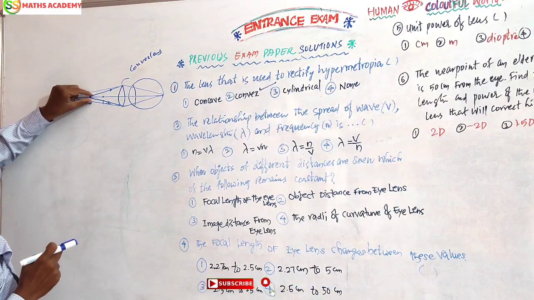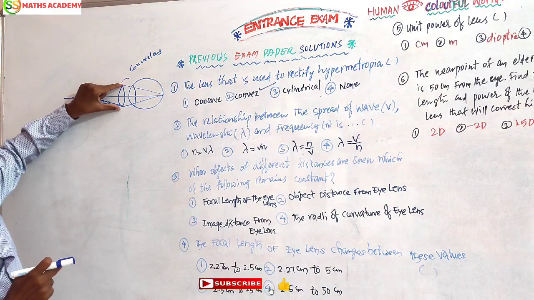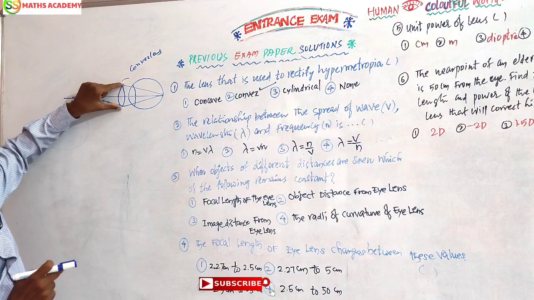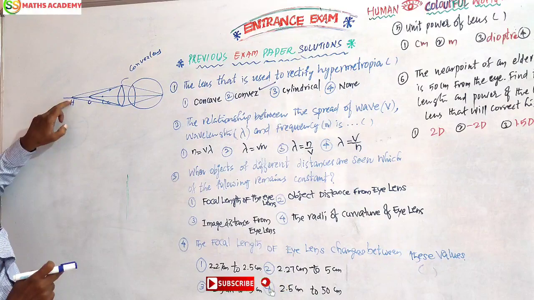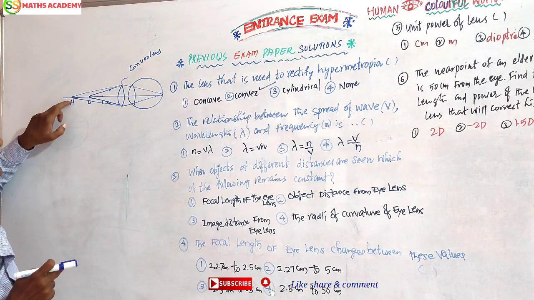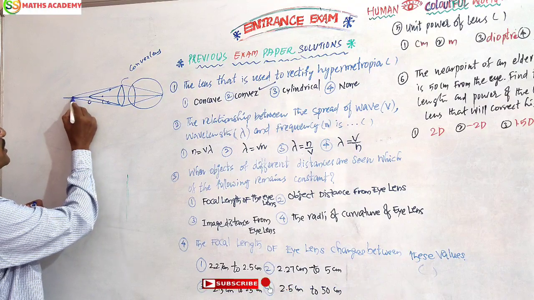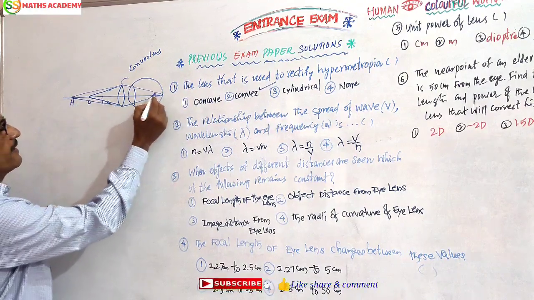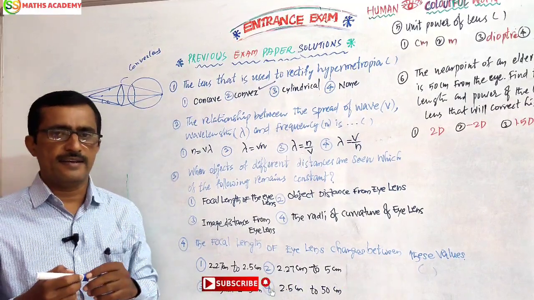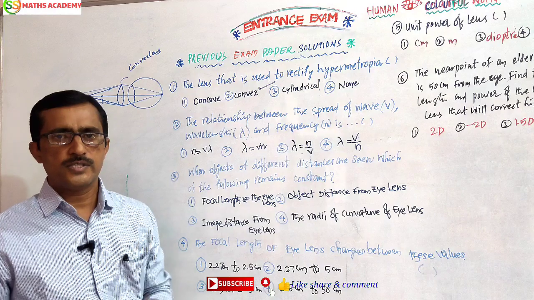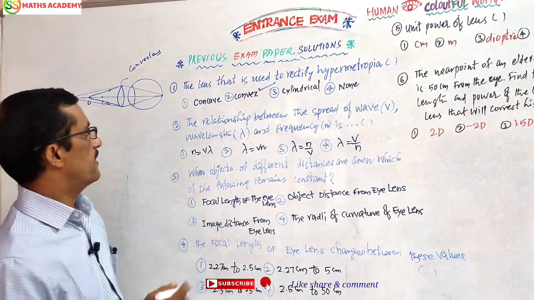The light rays coming from the object fall on the convex lens. Then what will happen? The convex lens forms the image of this object at the near point only. This then acts as an object for the eye lens, and the image of the object forms on the retina. That's why we have to use the convex lens. So the second option is the correct option.